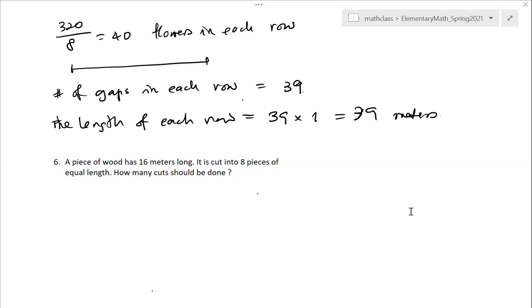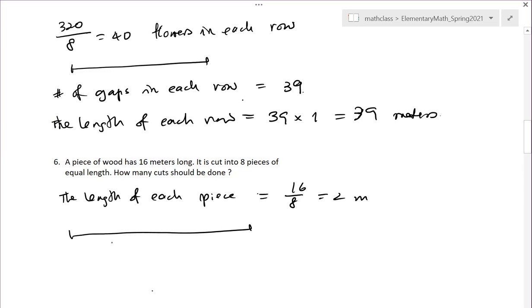So the length of each piece is going to be 16 divided by 8, that's 2 meters. Oh, it's not required. And since there are 8 pieces, how many cuts? In order to get 8 pieces, you need 7 cuts. 1, 2, 3, 4, 5, 6.